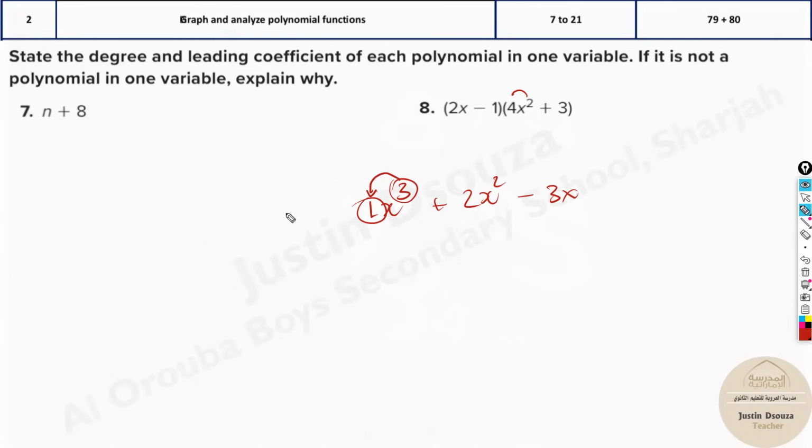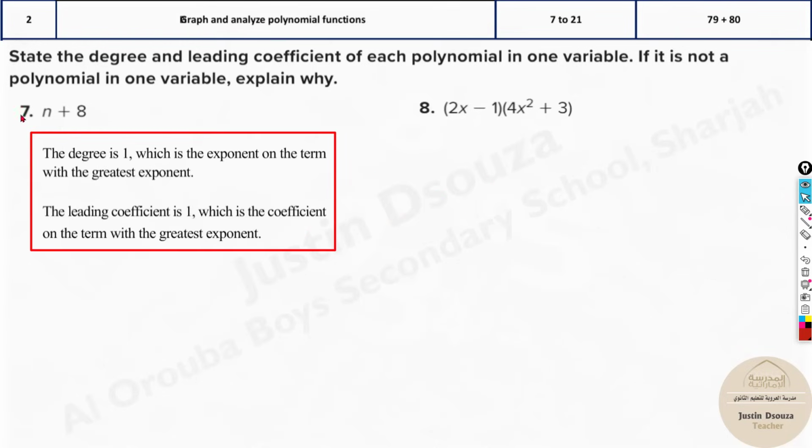Now imagine you had 4x to the power 4 over here minus this much. And then the leading coefficient would be 4. If it was minus 4, it will be minus 4 and so on. So it's very simple. Now this one over here, the degree is 1 and the leading coefficient is also 1.